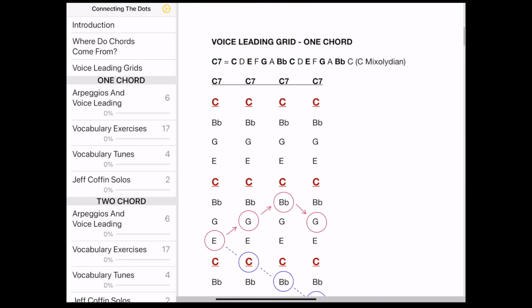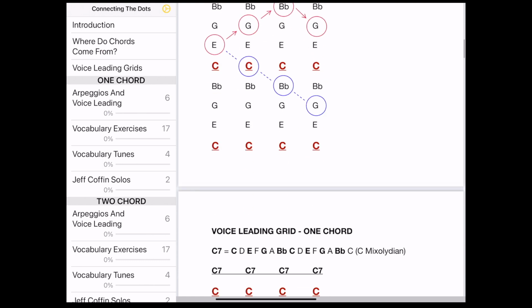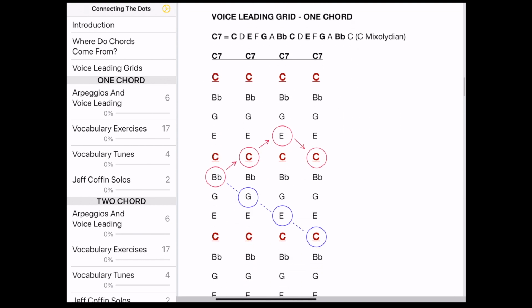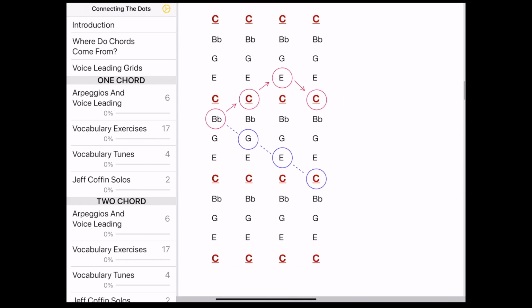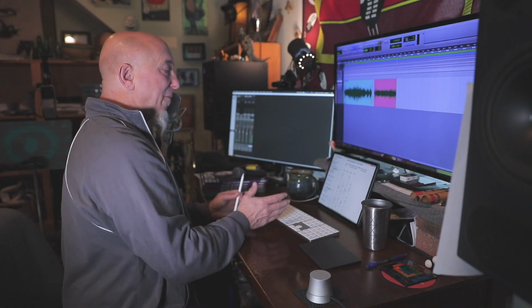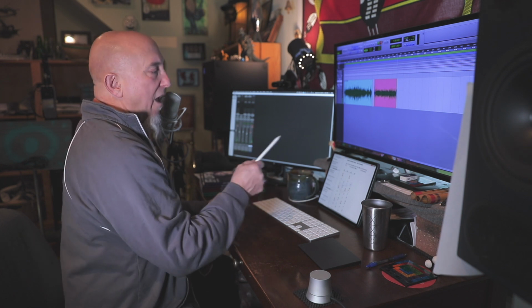So I show you how to do that over the root, then starting on the 3rd of the chord, starting on the 5th of the chord, and then, as you guessed it, starting on the flat 7th of the chord. So that's just one chord. But what if we have 2 chords? Like a C7 for 1 bar, F7 for 1 bar, C7 for 1 bar, F7 for 1 bar.